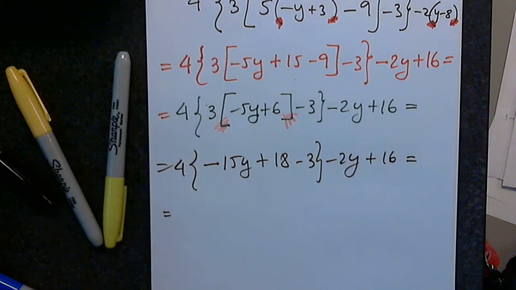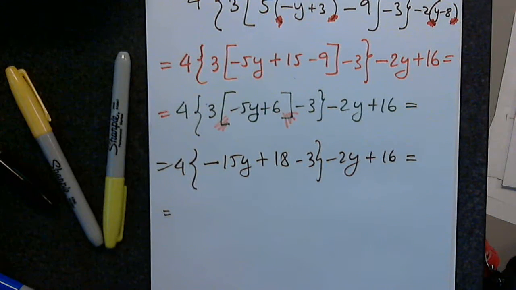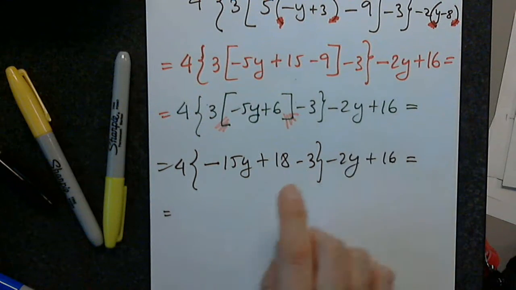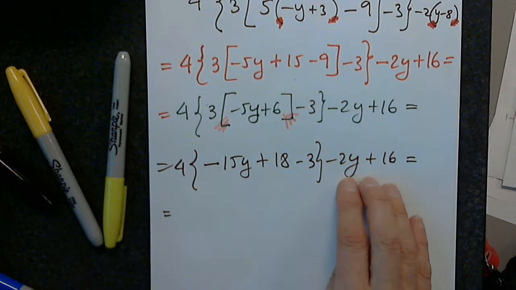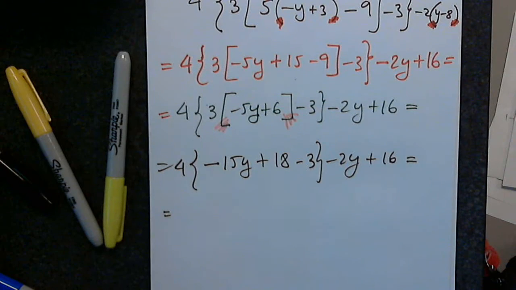See, the mistake I did was when I got to this point, I brought like terms together, negative 5y plus 6 minus 2y plus 16. You cannot do that. These are outside. You have to eliminate everything before you get here. Okay. Is that clear now?